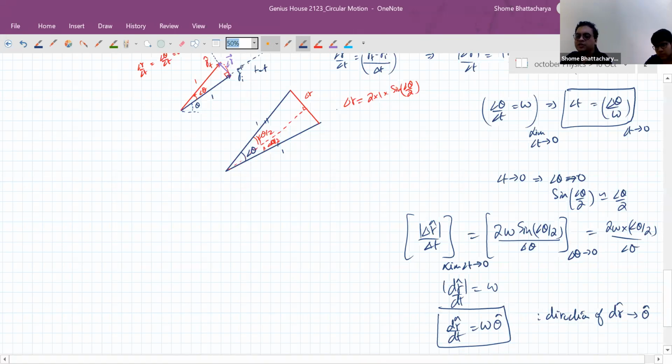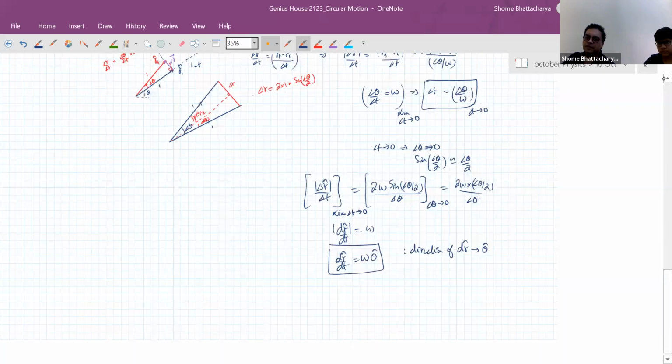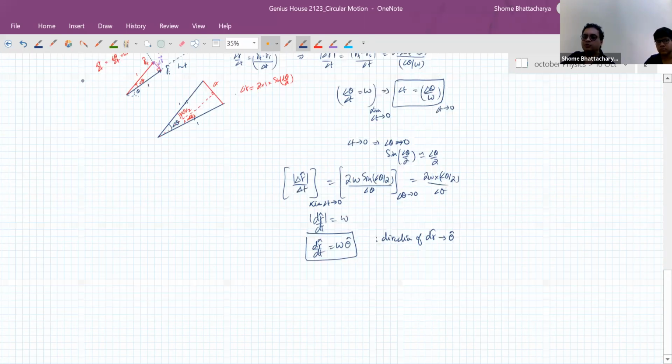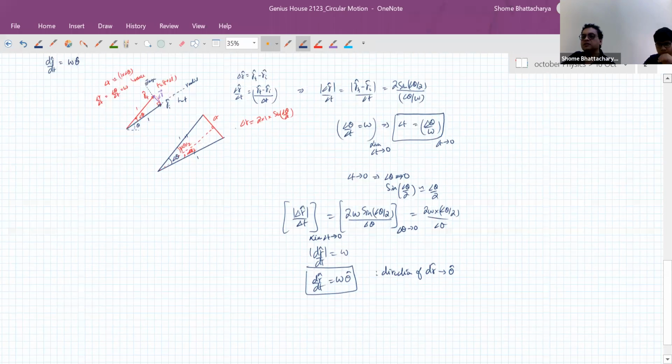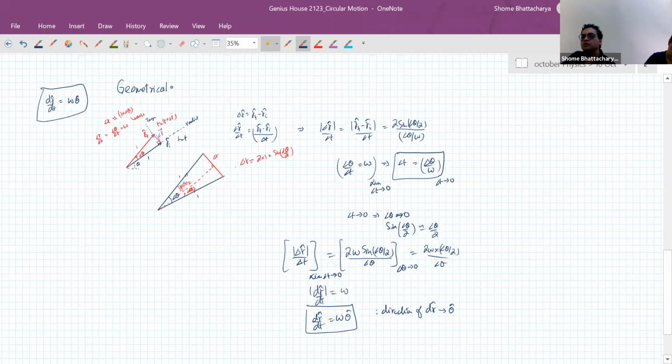I'll just try to minimize this a little so all of you can go through it in full detail. Okay. So as I said, this is the geometrical approach of understanding this relation. This relation geometrically is like this. So this is not compulsory to know, but it's an interesting way of analyzing it. And in later chapters like rotational mechanics, you will see that this kind of analysis can become very useful for us.